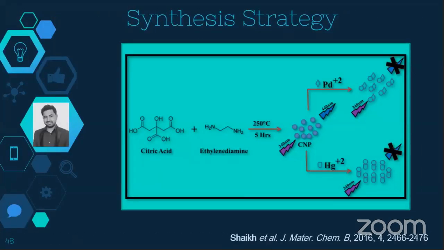What we did here is we used citric acid and ethylene diamine at 250 degrees Celsius for 5 hours, and this leads to formation of carbon nanoparticles. When you excite at 340 nanometer, it gives a highly fluorescent nature, and a multicolor fluorescence is observed at 440 nanometer. So it gives dual sensing: palladium 2 plus sensing, and it also leads to mercury 2 plus sensing.